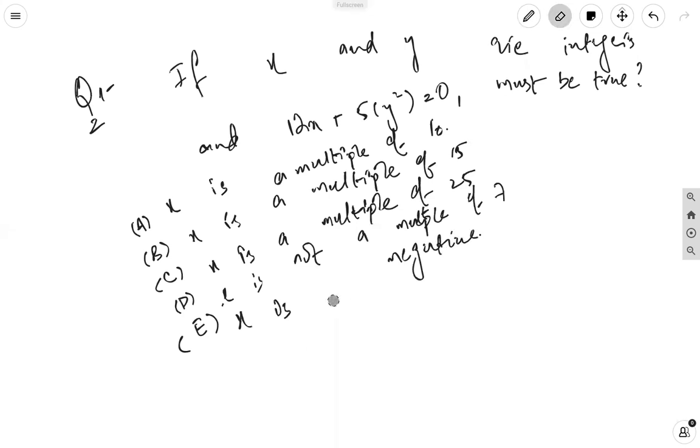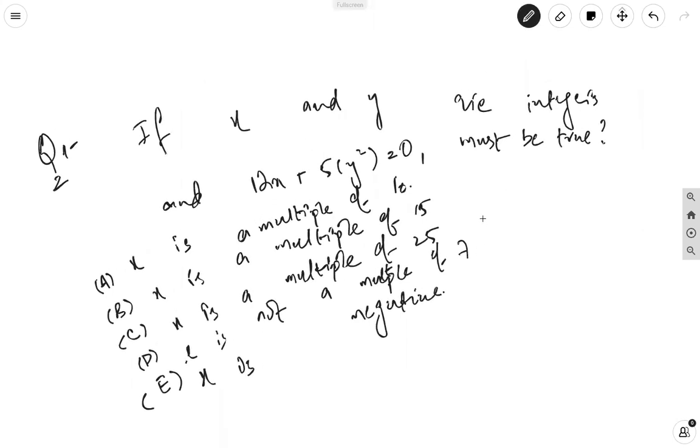I will repeat the question. The question is saying that if x and y are integers and 12x plus 5y square is equal to 0, which of the following must be true? So A is saying that x is a multiple of 10, B is x is a multiple of 15, C is x is a multiple of 25, D is x is not a multiple of 7, and the last one is x is negative.